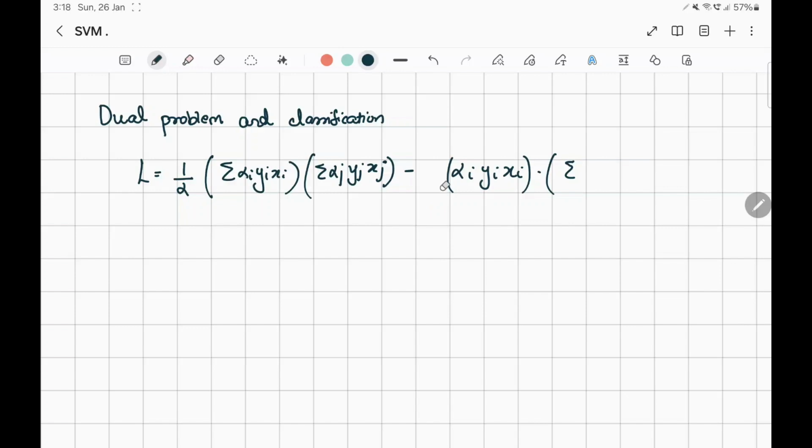Sigma alpha j, yj, xj minus alpha I, yi plus b plus alpha I.